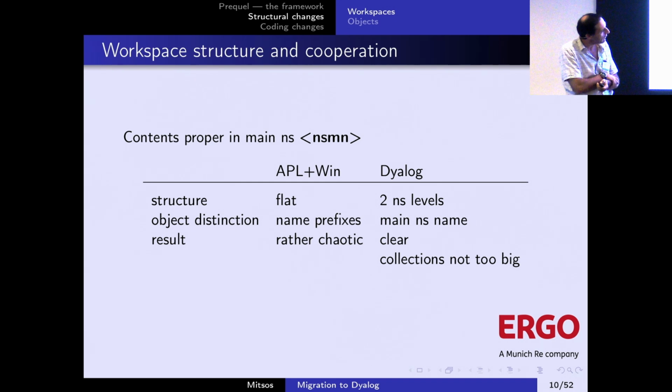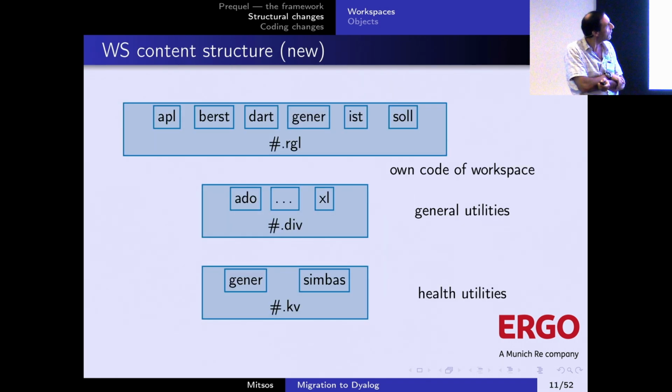The result in APL+Win was sometimes rather chaotic. In Dyalog I think it's clear cut, and the collections of objects do not get too big. I do not have namespaces with 300 functions or something like this.